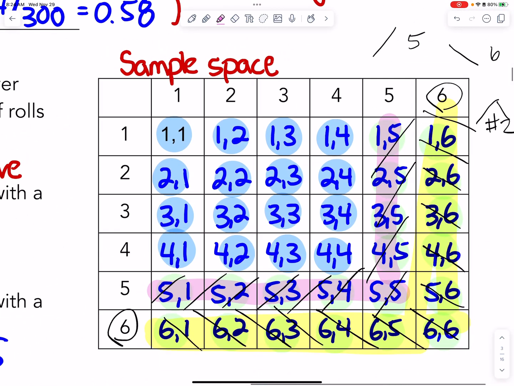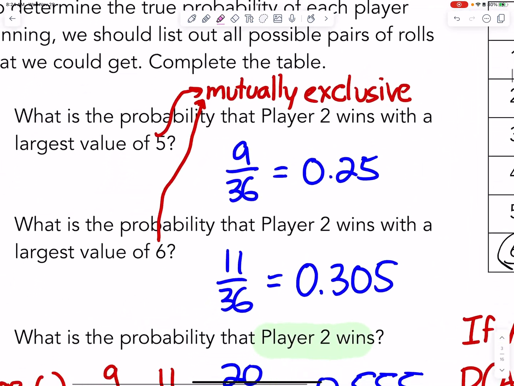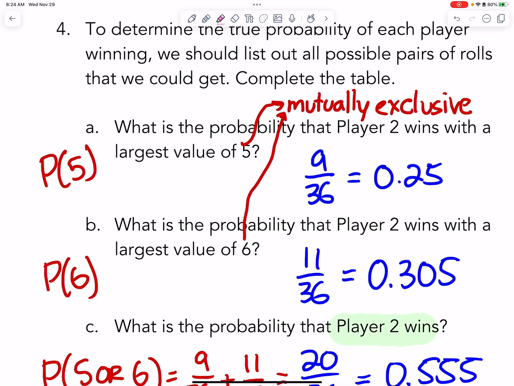Then it says, what's the probability of just winning with a 5 or a 6? And that's where I have them all slashed in black. You can see a little black slash mark, and you count all those up. You can just add those together because A and B are mutually exclusive. Mutually exclusive means 2 events cannot happen at the same time. So I cannot roll and win with a 5 and roll and win with a 6 at the same time. Remember, the rule says the highest dice is the determining factor. So I can't have the high dice be a 5 and the high dice be a 6 at the same time. So they're considered mutually exclusive, and I can add these together. 9 plus 11 is equal to 20.